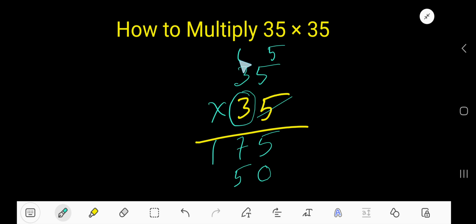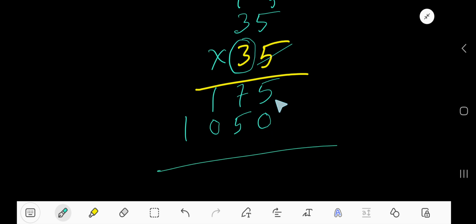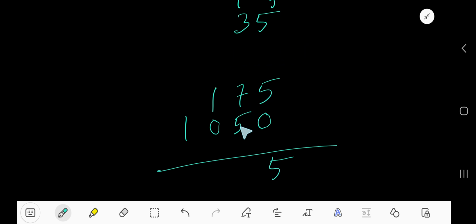3 times 3, 9 plus 1, 10. So write 10 here. Now add 5 plus 0, 5. Then look, 5 plus 7, 7 plus 5, 12.